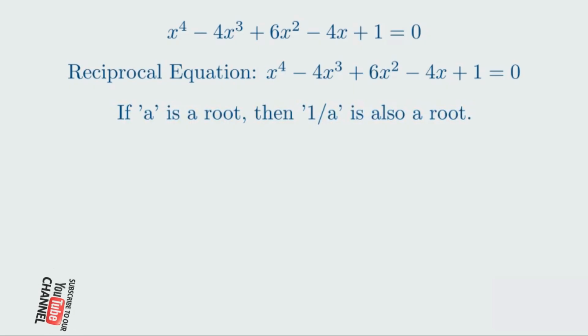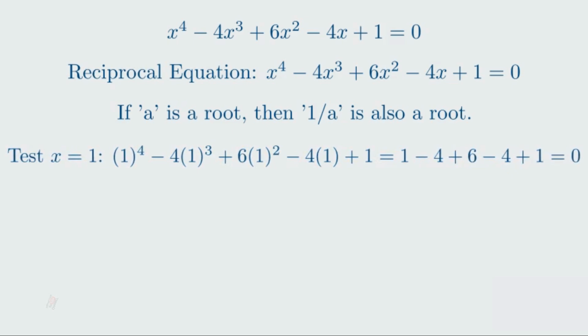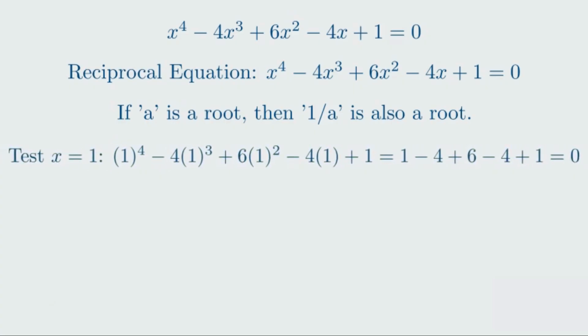Now, what's a good first guess for a root? The rational root theorem tells us to check divisors of the constant term. The constant term is 1, and its divisors are plus or minus 1. Let's try x equals 1. It works! 1 minus 4 plus 6 minus 4 plus 1 equals 0. This confirms that x equals 1 is a root.